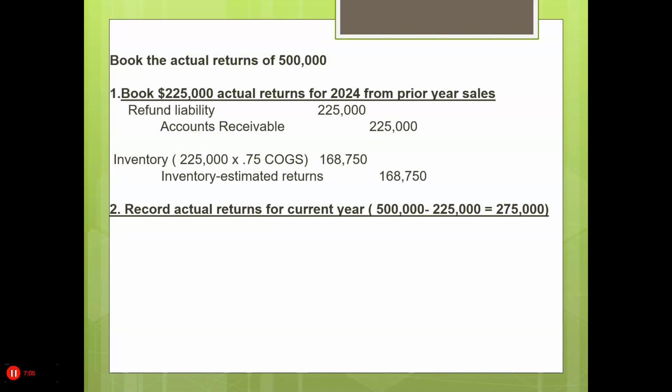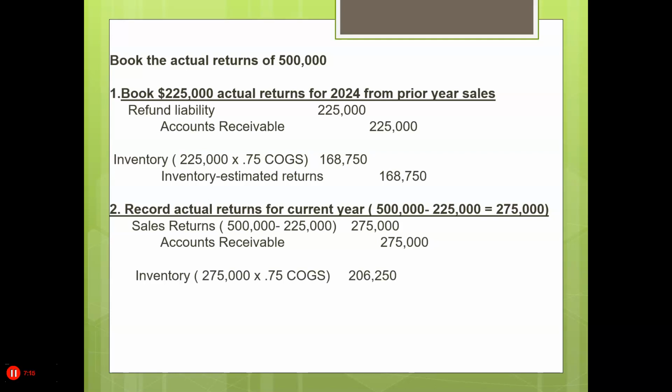Now we have to record the amount that applies toward actual sales, which is $275,000. So we do sales returns of $275,000 and accounts receivable is reduced. And then we do inventory and we do cost of goods sold.